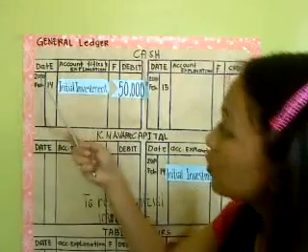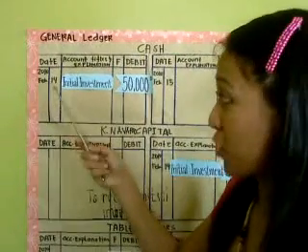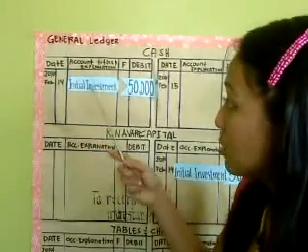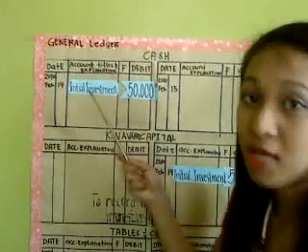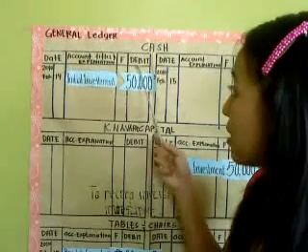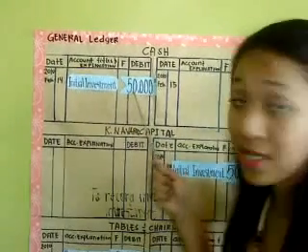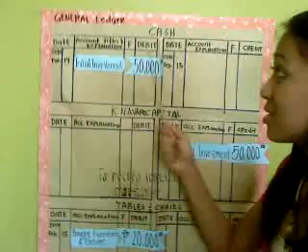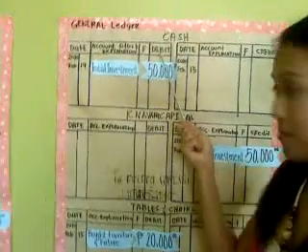Here, date 2010 February 15. The account title is the initial investment. The debit is the 50,000 pesos. And then here in credit, we don't need to write anything on it because it is placed in the debit.